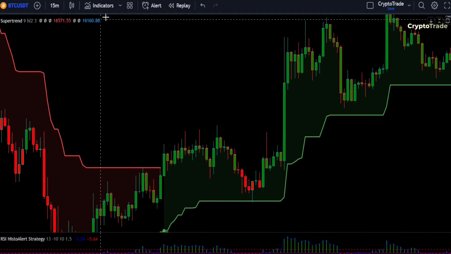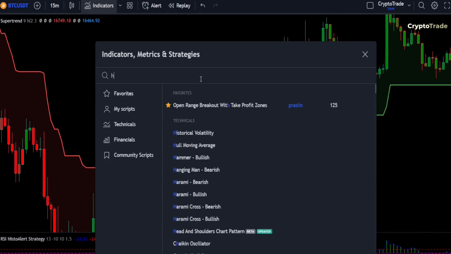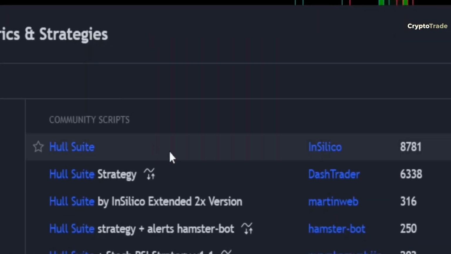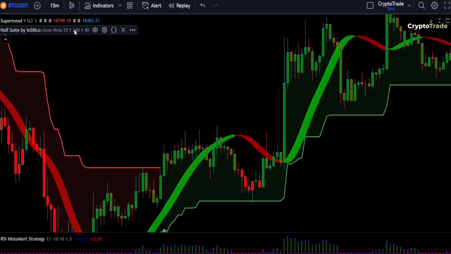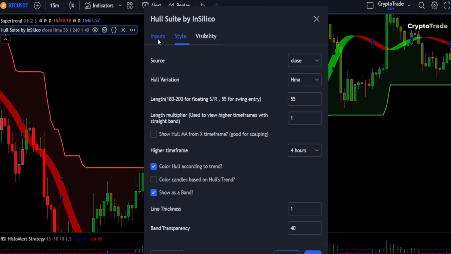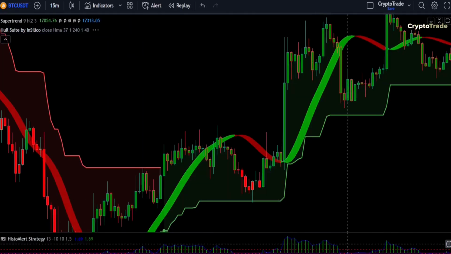Click OK to finish. To add the third and last indicator to the chart, open the indicator search bar in Tradingview and type whole suite. Select the indicator as shown in the video. Click on Settings and in Style tab change length to 37. Setup is complete.